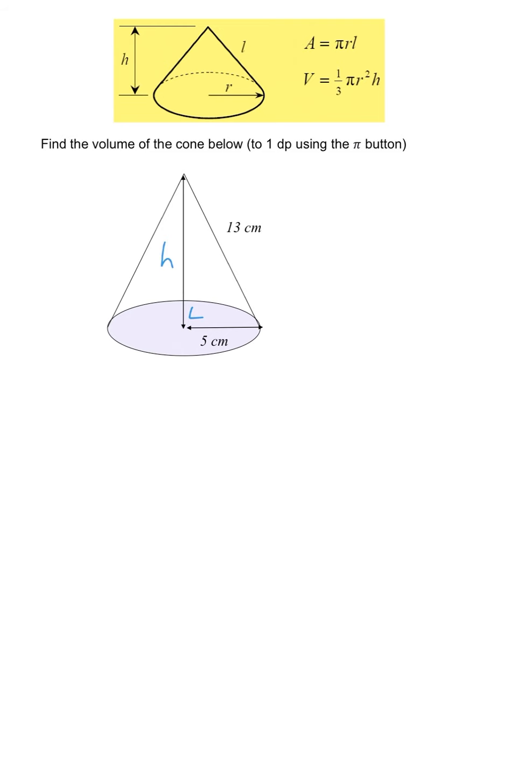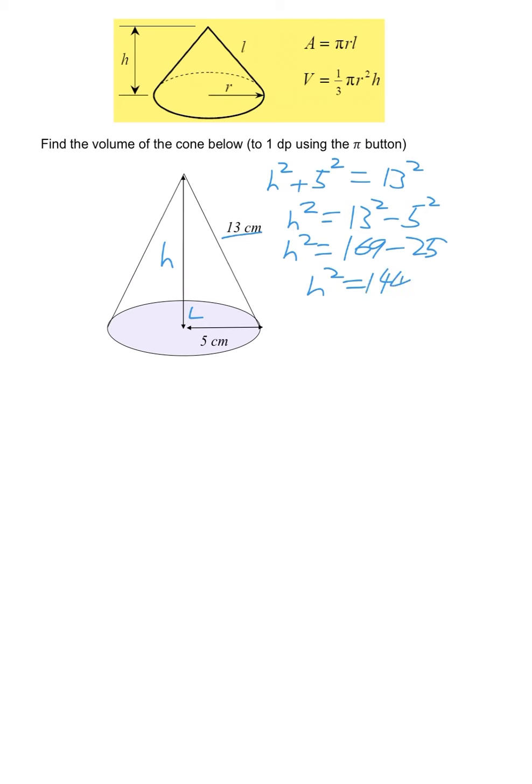So our height here, and we can see the hypotenuse will be 13. So that means h squared plus 5 squared is equal to 13 squared. So that means h squared is equal to 13 squared minus 5 squared. So h squared equals 169 minus 25. So h squared equals 144. So that means the height is the square root of 144. So our height is 12.